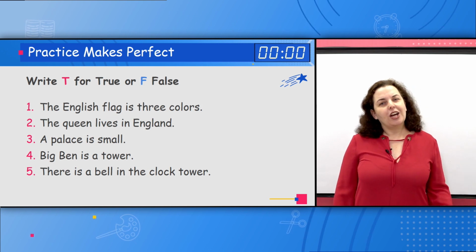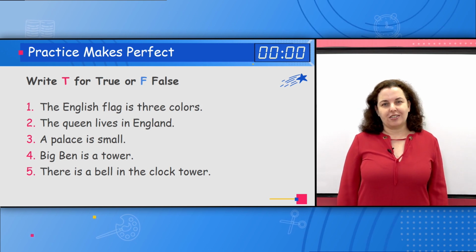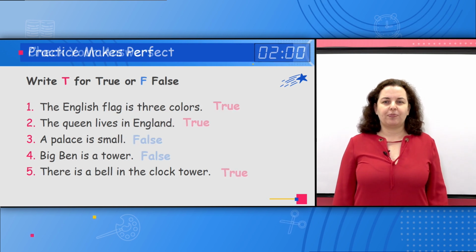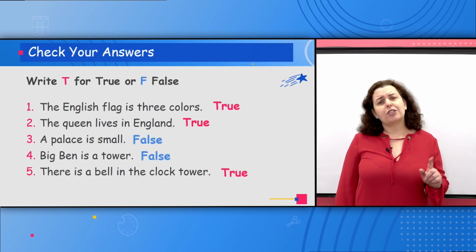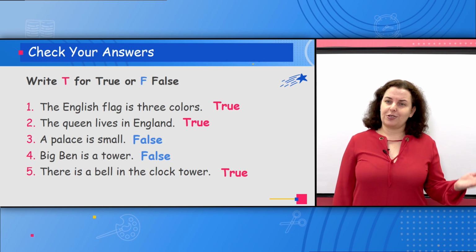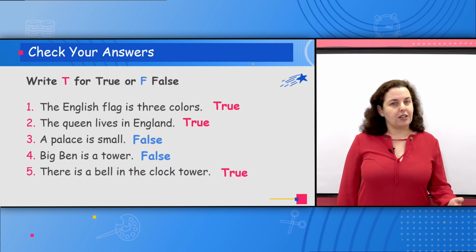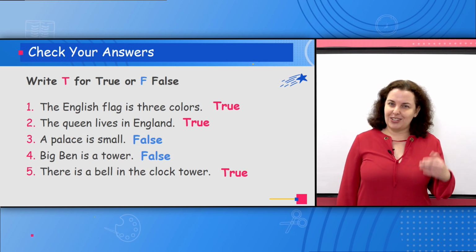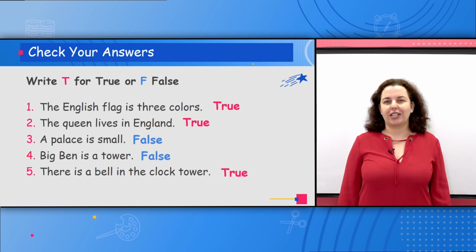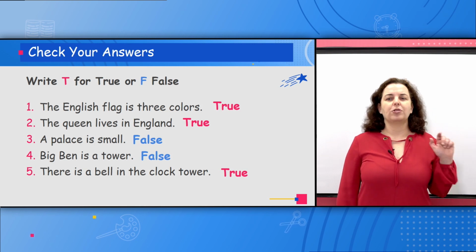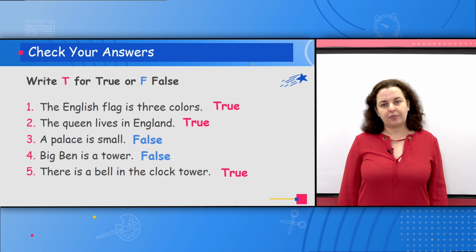Hi again. What did you write for these sentences? Let's go over them. The English flag is 3 colors. Of course this is true. So I hope you wrote a T. The Queen lives in England. Yes, she is the Queen of England, Queen Elizabeth. It's true. So I hope you wrote T.